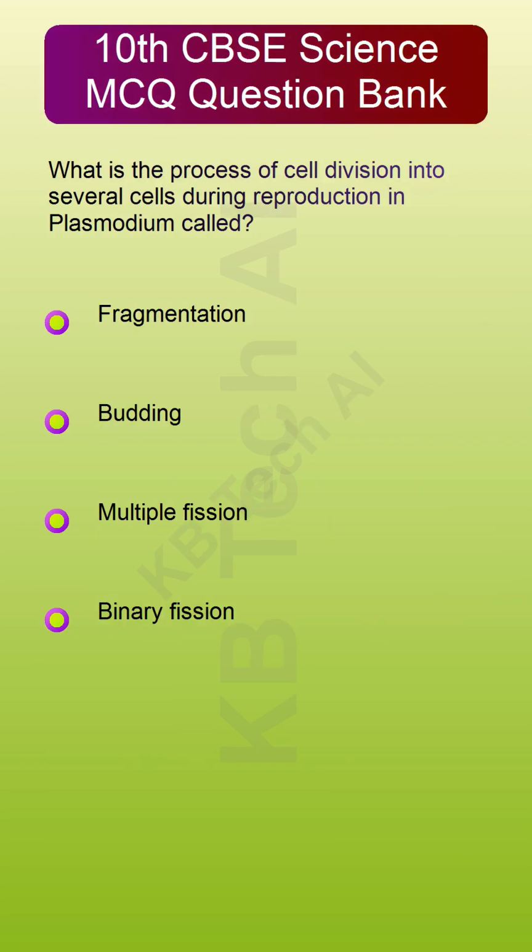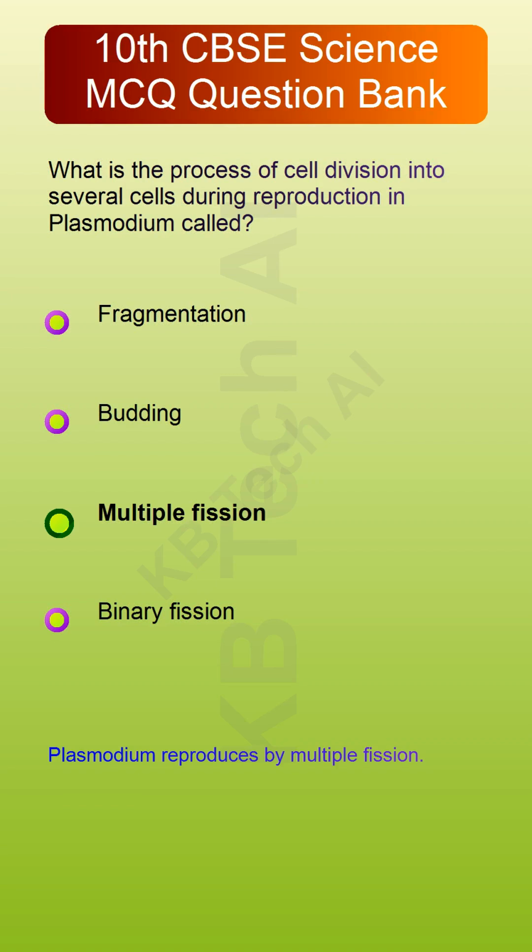What is the process of cell division into several cells during reproduction in Plasmodium called? Option 1, fragmentation. Option 2, budding. Option 3, multiple fission. Option 4, binary fission. The answer is, option 3, multiple fission.